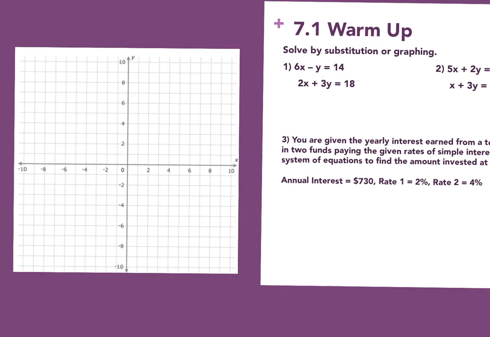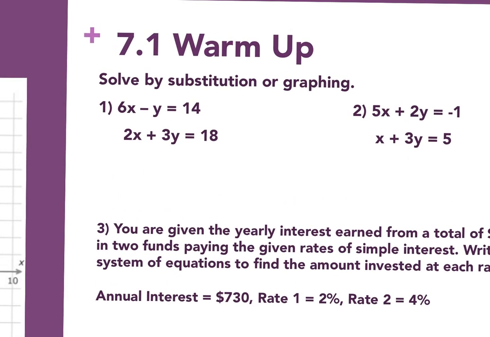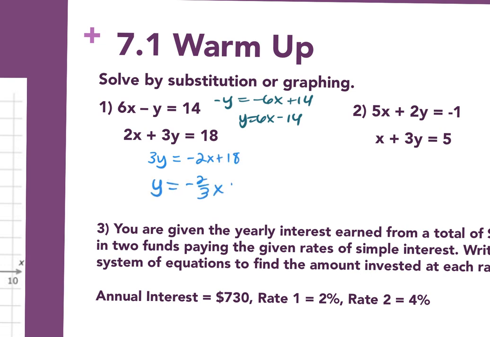Okay, so if I'm graphing number 1, I want to solve each for y. So I get negative y equals negative 6x plus 14, and then y equals 6x minus 14. And then if I want to solve the second one, I'd get 3y equals negative 2x plus 18, and y equals negative 2/3 x plus 6.